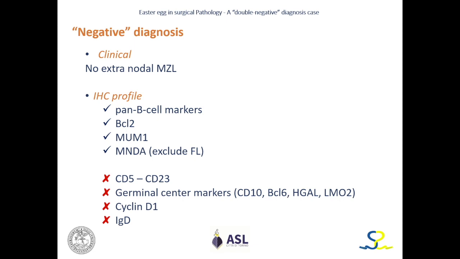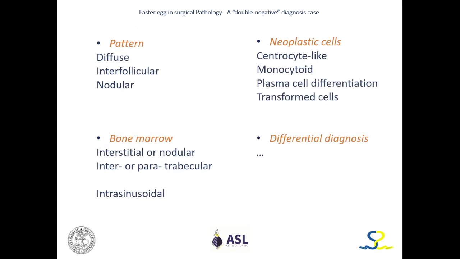Nodal marginal zone lymphoma is a rare lymphoma accounting for maybe 1.5–2% of lymphoid neoplasms. This is a pathology of the adult with a median age of 60 and no gender predilection. The 5-year overall survival rate is about 60–70%, and there are some characteristics associated with a poor prognosis: advanced age, B symptoms, and advanced disease stages, of course.